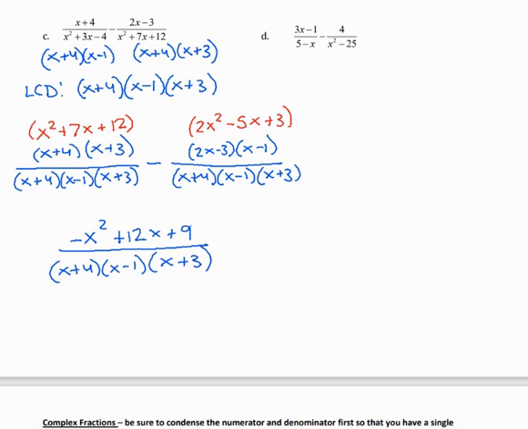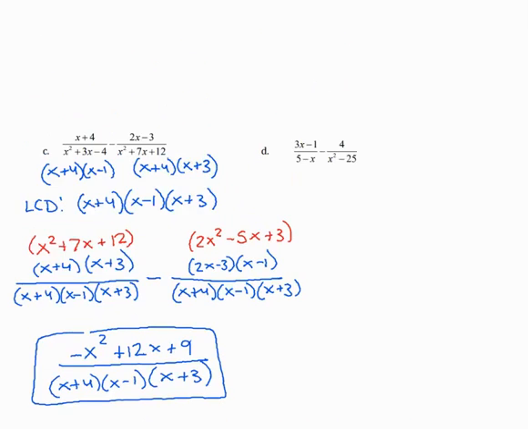The last thing I try to do is simplify. So can I factor this numerator? What multiplies to negative 9 and adds to 12? There's nothing. So since I can't factor that, there's nothing I can cancel on top and bottom. So here's my final answer.